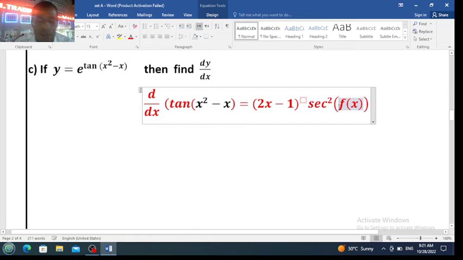Now I will move to differentiate the whole equation. Means I will use this one, copy, then I will write this one. Of course here y is exponential of tangent x squared minus x. To differentiate this, first of all, this one is equal to 2x minus 1 sec squared of x squared minus x, multiplied by the original function.